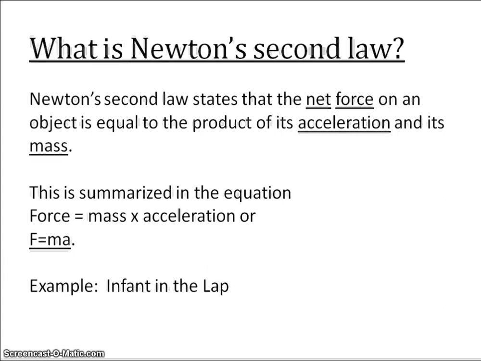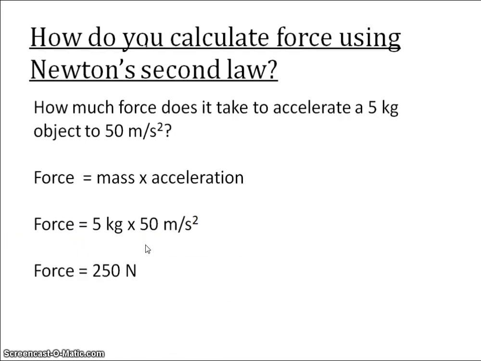What is Newton's second law? Newton's second law states that the net force on an object is equal to the product of its acceleration and its mass. All this means is F equals ma. Force equals mass times acceleration. Okay, if we have mass and acceleration, we can figure out what the force is, and vice versa. If we have mass and force, we can figure out acceleration.